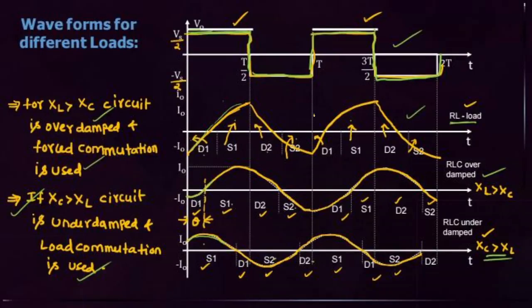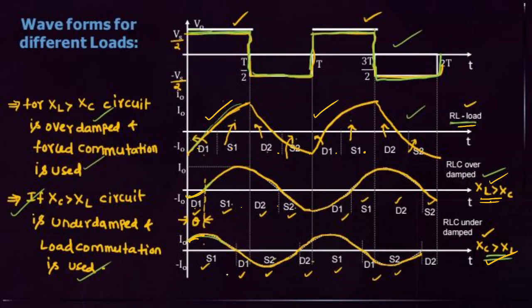If RL load is given, this is the waveform. If RLC, XL greater than XC, XL greater than XC means inductive. Inductive means current is lagging. XC greater than XL means leading, capacitive, current is leading. But point to remember, students, for RL load the current is lagging. First diode, next switch, diode switch, diode switch. It is also lagging current, as I told already, diode switch will conduct.